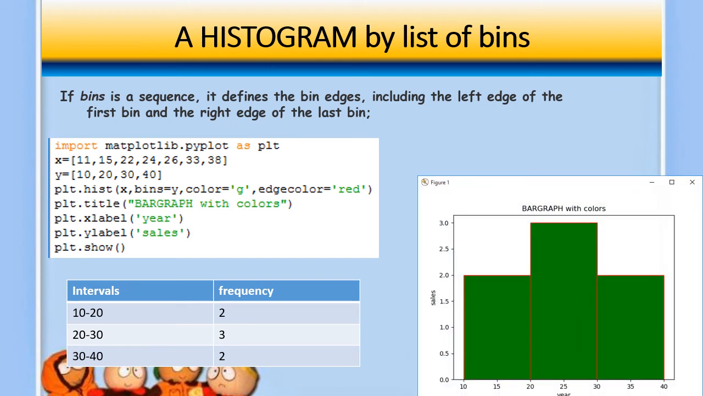So how are the bins formed? 10 to 20, 20 to 30 and 30 to 40 bins are formed. According to those intervals, for 10 to 20, below 20, whatever values are available, that is the frequency. And according to that the graph is drawn.